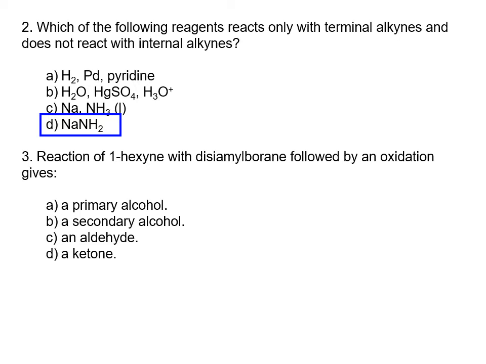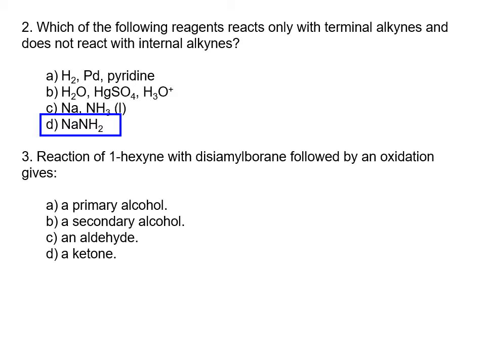Next question, reaction of 1-hexyne with dicyclohexylborane followed by an oxidation gives, and now we have 4 possible choices: primary alcohol, secondary alcohol, aldehyde, ketone. This is actually an open question, unlike previously it was closed. An open question is a question that you can answer without looking at 4 possible choices. Really the question is which class of compounds is obtained in a reaction of 1-hexyne with dicyclohexylborane, or product belongs to which class of compounds.